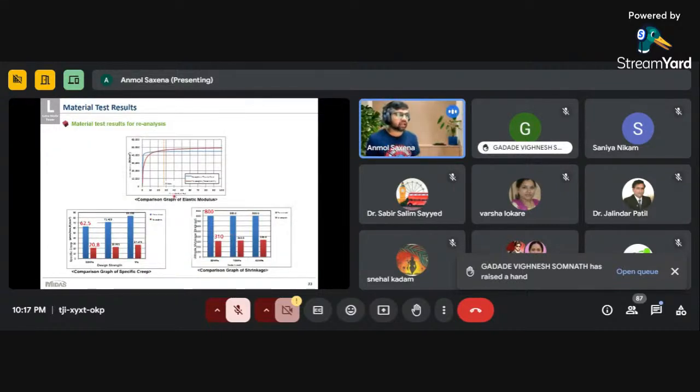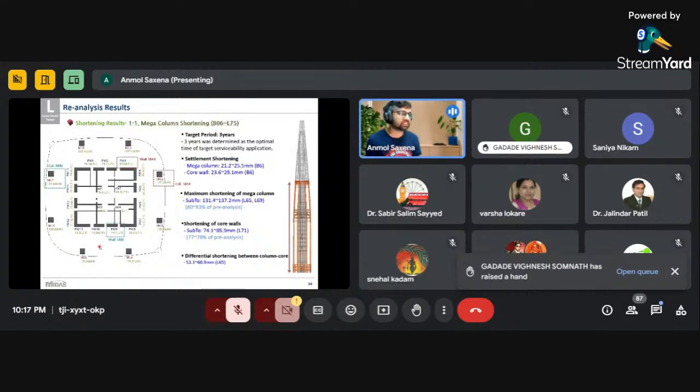So you can see this is the variation between the pre-analysis and the re-analysis, which has been taken after the material testing. Okay. So these are the differences you can see. You can see the reduction in the shrinkage and the creep. Okay.